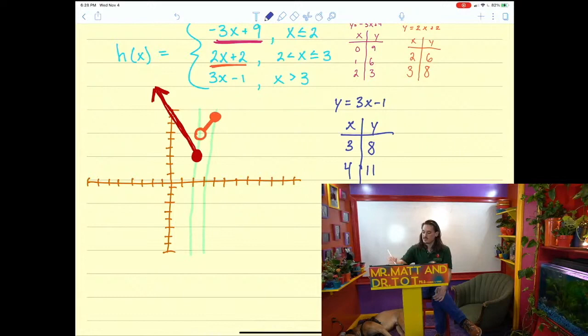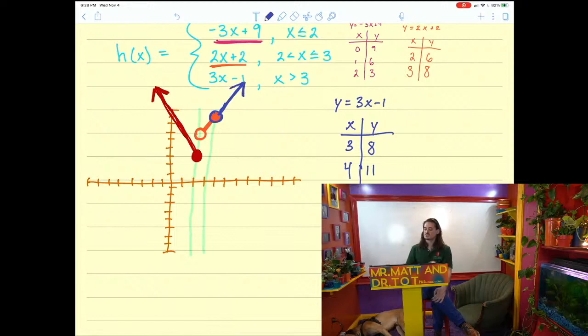So we're going to have a hollow dot at x equals 3, at y is equal to 8. At x is equal to 4, the function is going to obtain a value of 11, so we're going to be about right here. And then at 5, we're at 14, so we'll be about up here. So we have a function that's looking like this.